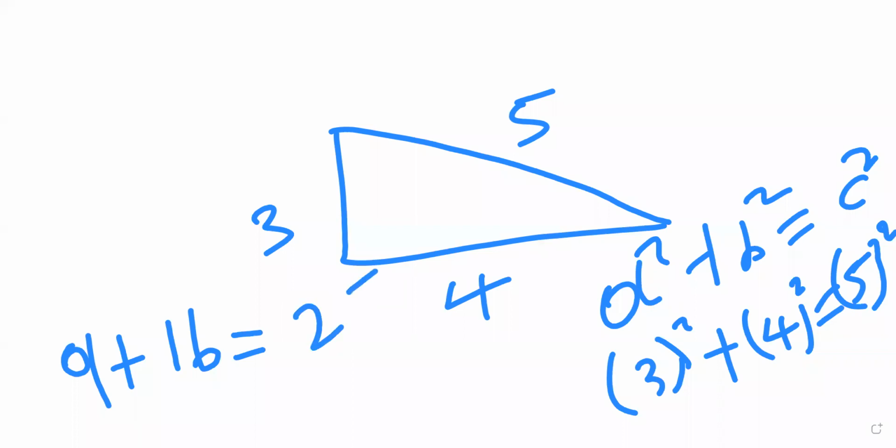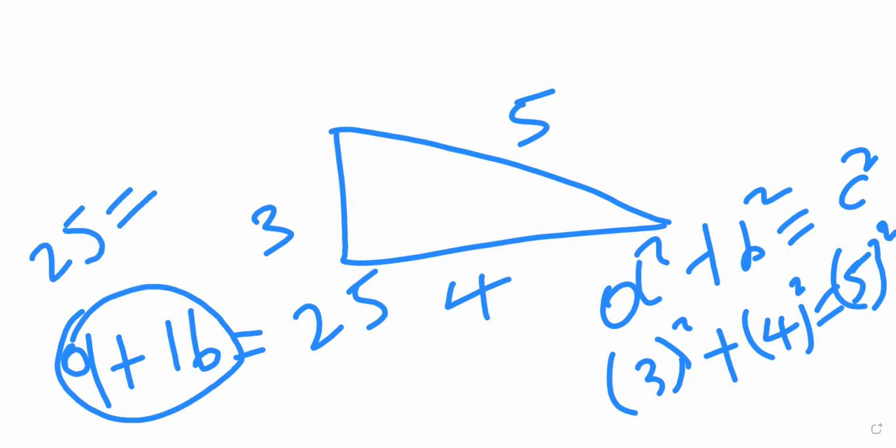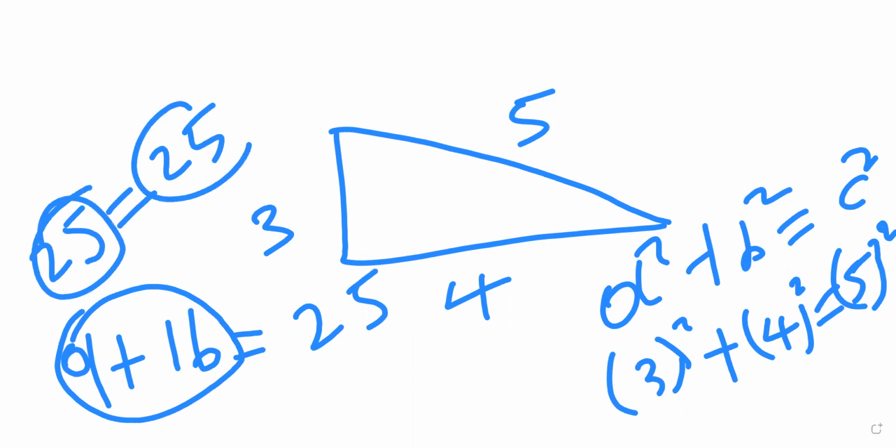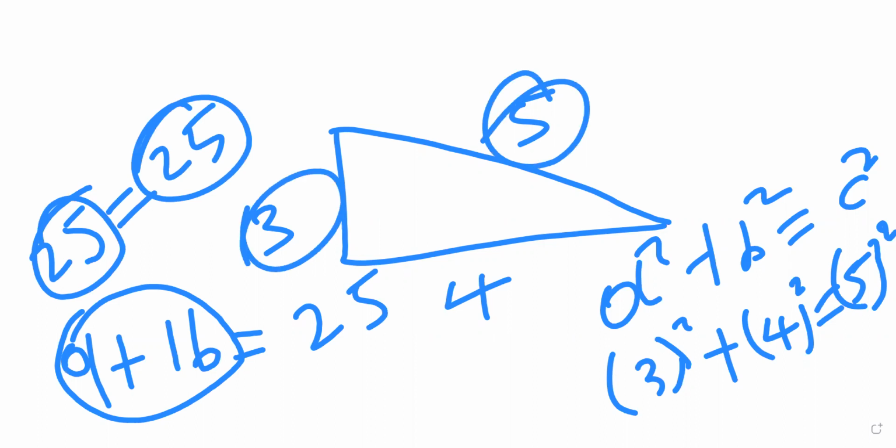25. 16 plus 9 is 25, and 25 is on the other side. You're going to see that the left-hand side is equal to the right-hand side. Therefore, these dimensions could be used to form a right triangle.